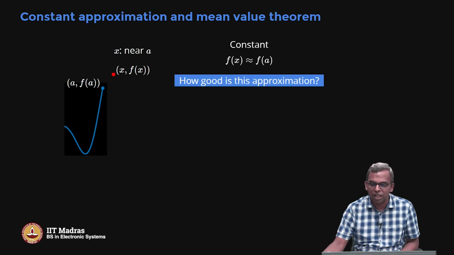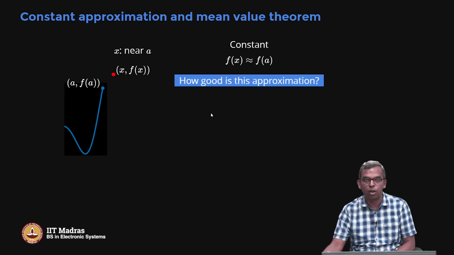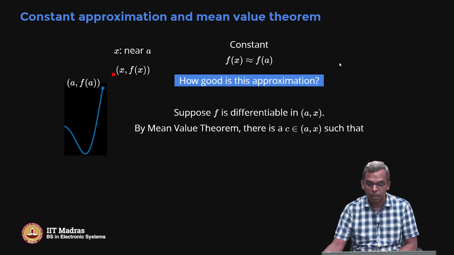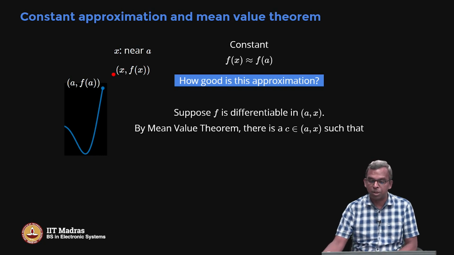We're going to use mean value theorem to relate the error in this approximation to the derivative between a and x. So here is how we'll do it. Just watch how this works. It's very clean. We're going to assume f is differentiable in a, x.